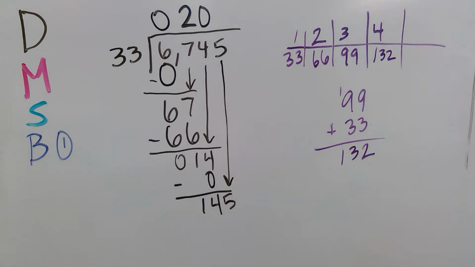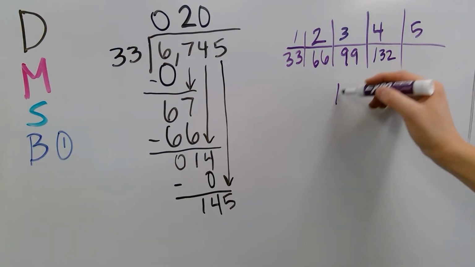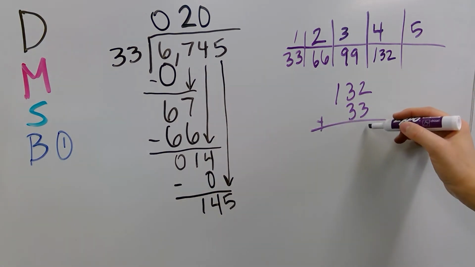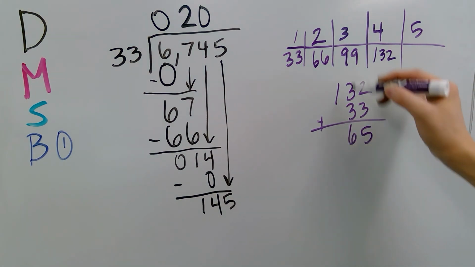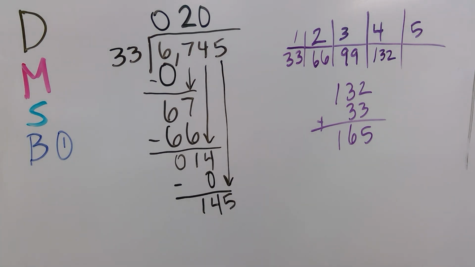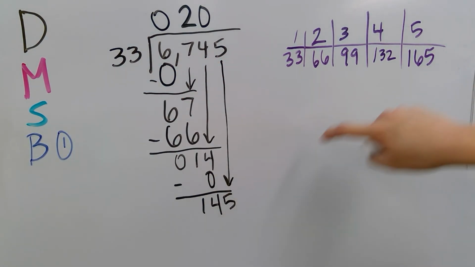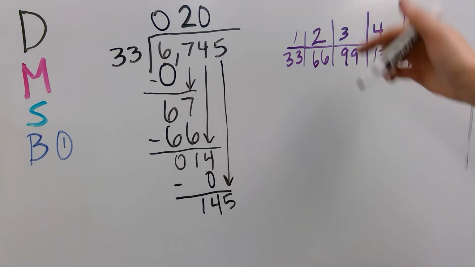That seems like it's close. Let's just go one more just in case. Going to add another 33. 2 plus 3 is 5. 3 plus 3 is 6. 1 plus nothing is 1. So I have 165. Now I can definitely see that 33 can go into 145 4 times without going over, because 132 is as close as I can get without going over.